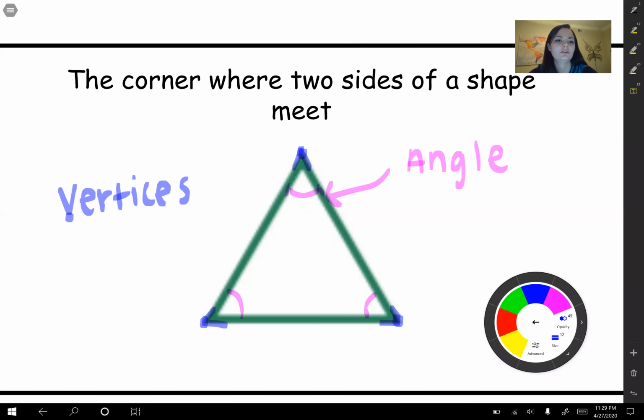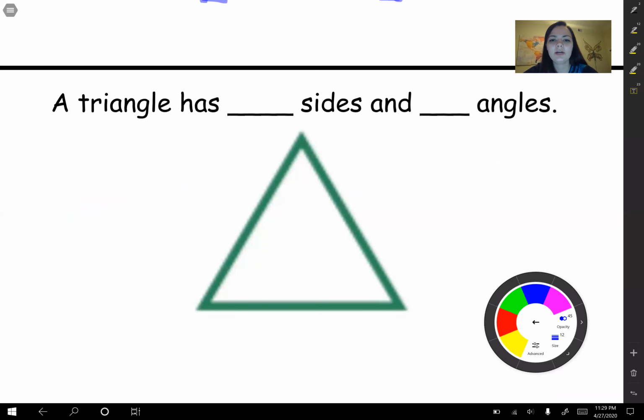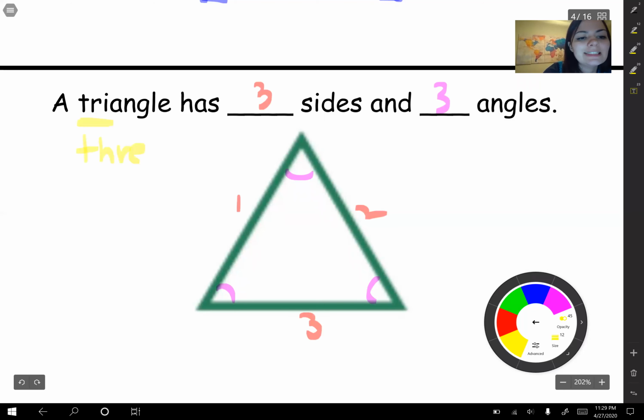Let's go to next. So a triangle has how many sides and how many vertices? Well, if we count the sides, we have 1, 2, 3, and it has 1, 2, 3 angles. So 3 and 3. And if you look at the word try, if you also say 3 and you also say tres, all 3 of them start with T, alliteration, and they all sound very similar. Try, 3, tres. So that's a good way to remember triangle.